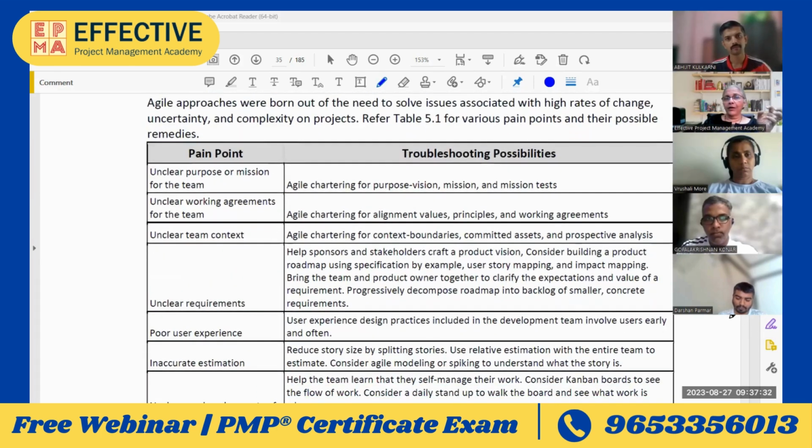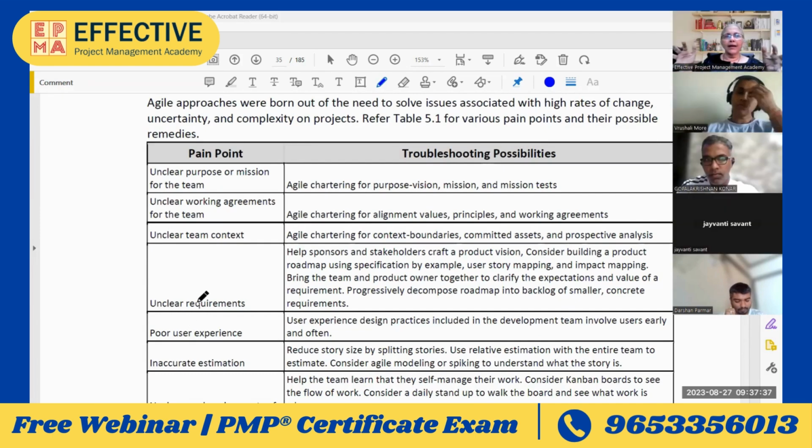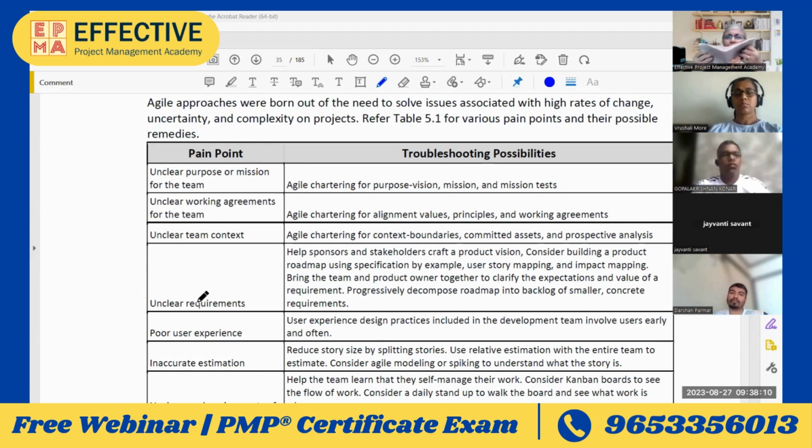Now, what we are going to look at is pain points on projects that can happen and what the troubleshooting possibilities are. Do you realize that this can be important from an examination perspective? Situational questions, you are definitely going to get questions on pain points. I'm not saying you will get multiple questions necessarily, but one or two questions at least you will get on this table. It is an ideal candidate for developing situations, and ready-made solutions are there.